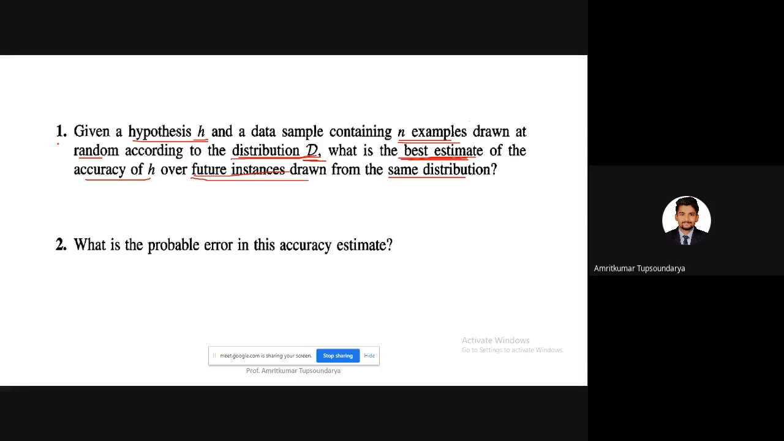The second question is: what is the probable error in this accuracy estimate? First of all, is there any error? If there is an error, what is the probable error in this accuracy estimate? In the further slides, we are going to answer these two questions: how do we compute the best estimate for the accuracy of hypothesis H, and what is the probable error for the accuracy estimated.